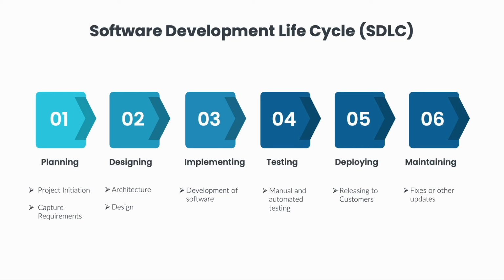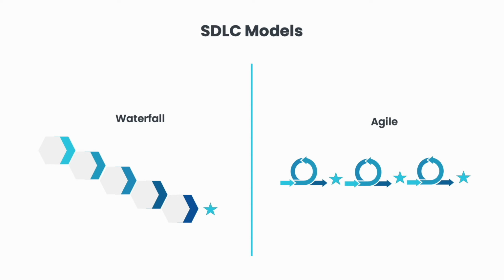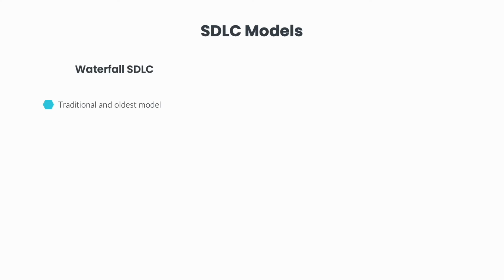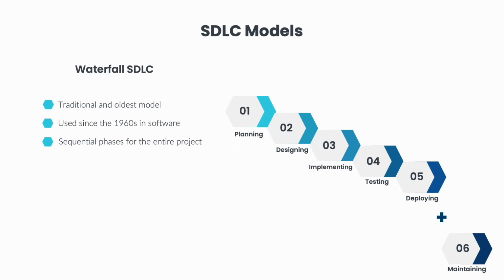However, these phases can be arranged in varying chronological orders that optimize the development cycle. The different ways these phases are organized are called SDLC models. The most common SDLC models are Waterfall and Agile. Waterfall is the traditional and oldest model which has been used since around the same time as the SDLC has been out. The main approach of the waterfall model is that it arranges all the phases sequentially for the entire project. This means that each new phase depends on the outcome of the previous one.